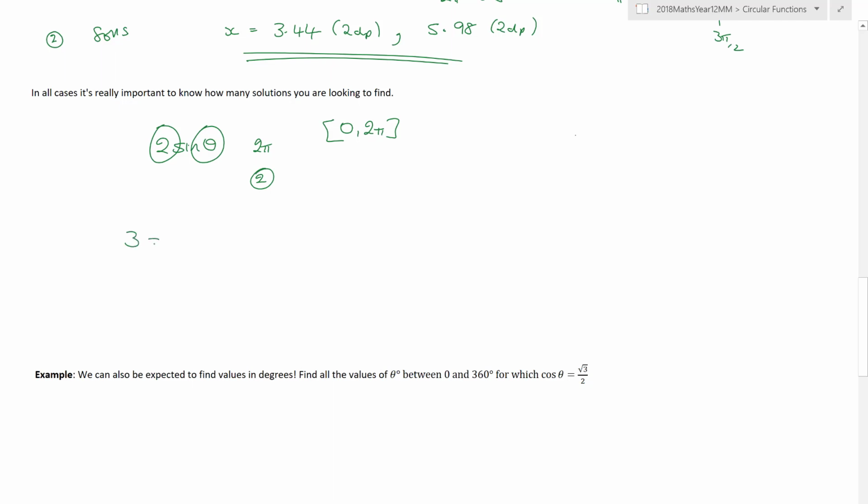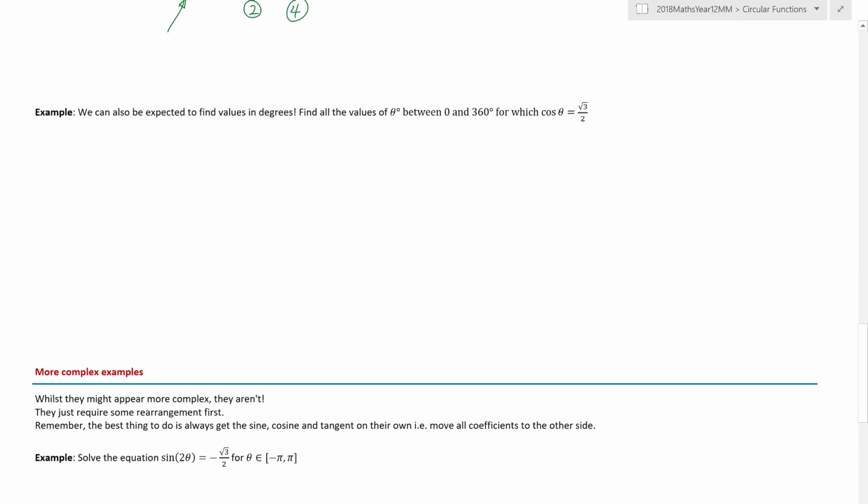If I had 3 sine 2 theta, again, that's my amplitude, makes no difference. In this situation, that's going to halve my period. So whereas my standard period was 2 pi, it's now going to become pi. I'd normally have two solutions. I'm now going to double it, and I'd be looking for 4 solutions. All right? Very, very straightforward. Just look at that value there and work out how many you're looking for, right?